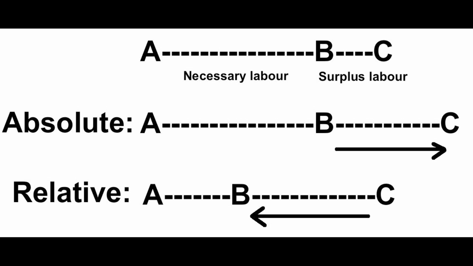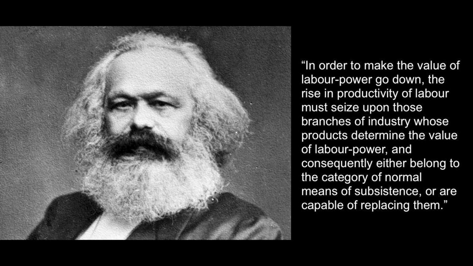So if we increase the productivity of labour, for example by developing more efficient machinery, then the labour time socially necessary for the production of a given article decreases. There, the capitalist is moving point B towards point A, and the proportion of surplus labour is increasing. Marx writes, in order to make the value of labour power go down, the rise in productivity of labour must seize upon those branches of industry whose products determine the value of labour power and consequently either belong to the category of normal means of subsistence or are capable of replacing them.